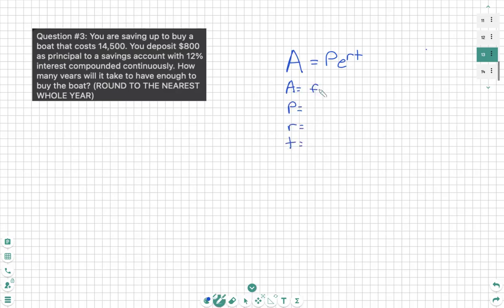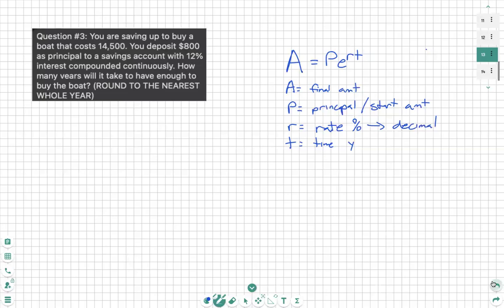A is our final amount, what we're going to end with at the end of our investment. P is our principal, or another term for it would be your starting amount. Next is your R. That's going to be your rate. It's going to be given in a percentage, and we're going to put it into a decimal. Lastly, we're going to have time, which is going to be in years.